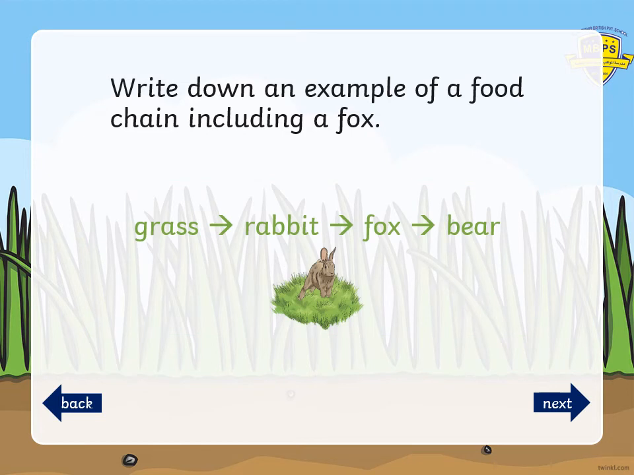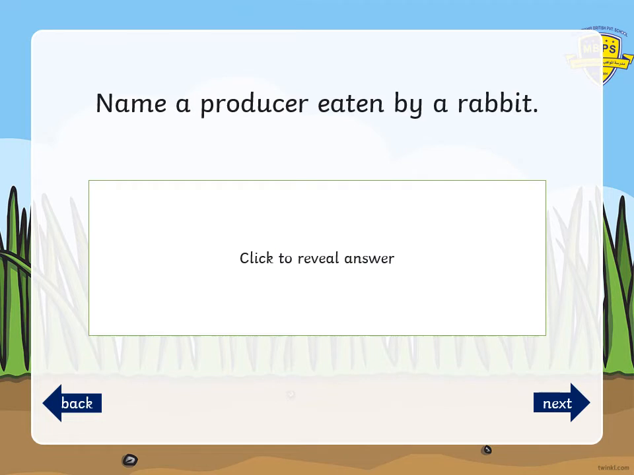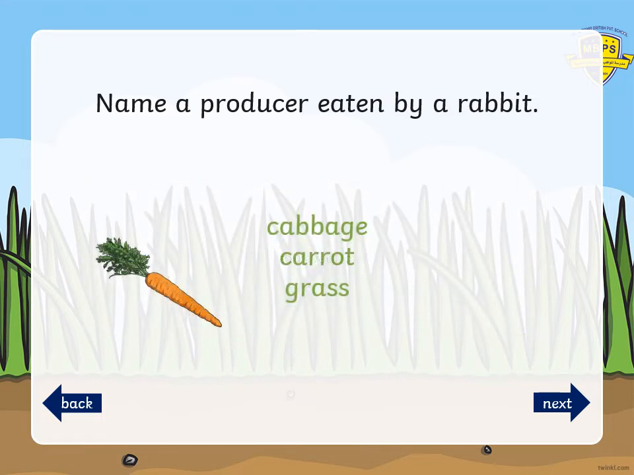Grass is eaten by the rabbit, rabbit is eaten by the fox, and fox is eaten by the bear. That's good if you've got one right. Now name a producer eaten by a rabbit. I just showed you one food chain. Let's see, what have you got right? Cabbage, carrot and grass. It eats many other plants also.